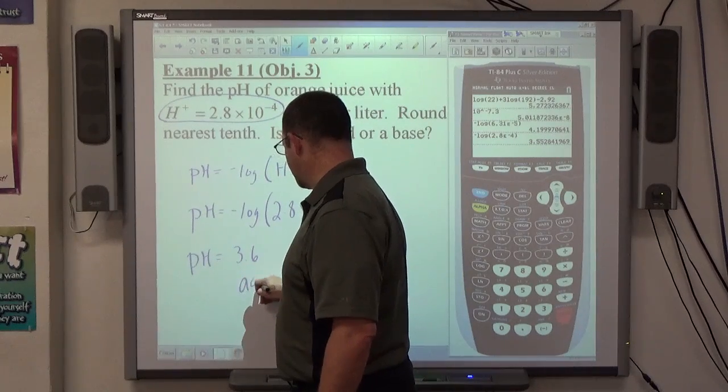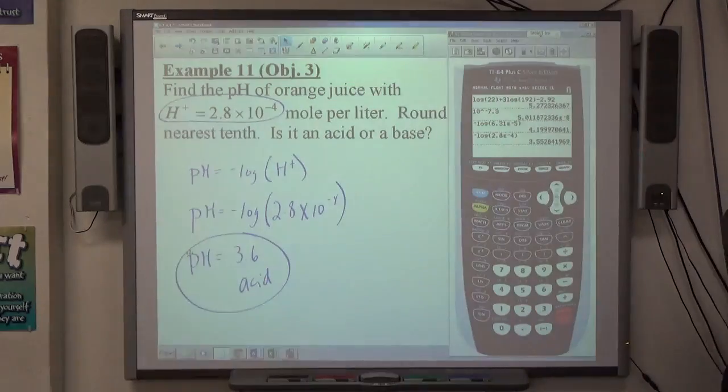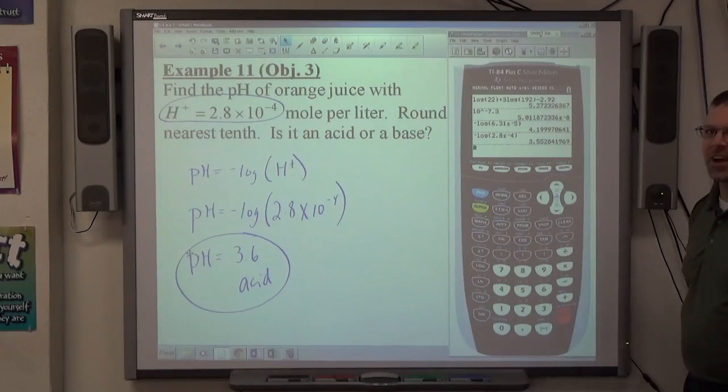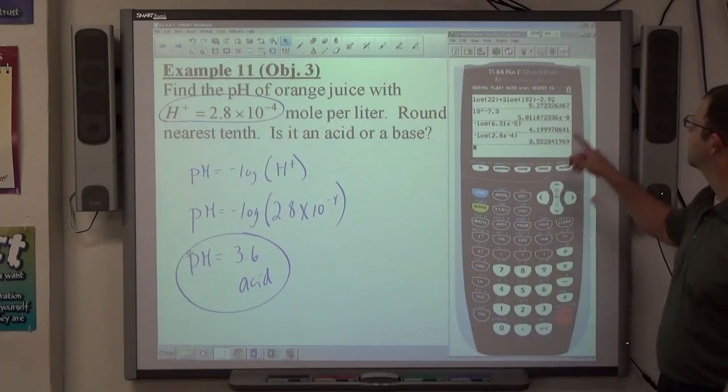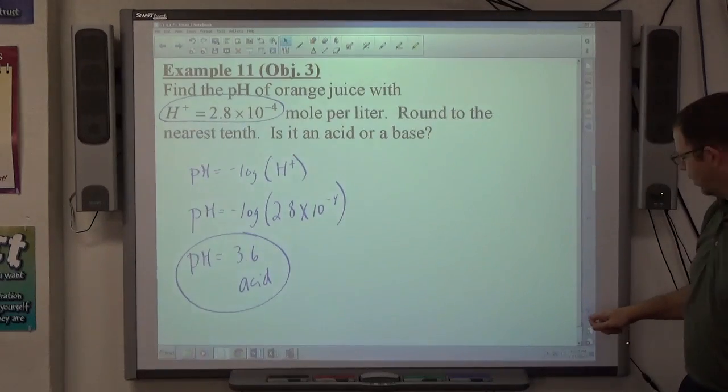And that would be an acid again. So orange juice is a slightly stronger acid than rainwater, but still not enough to hurt you because, of course, it's good for you. So drink orange juice a lot. It's good for you, especially during cold season.